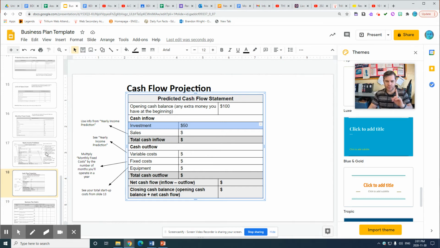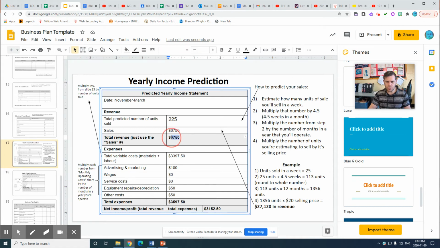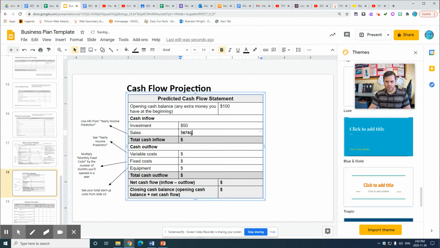Next, we take our sales figure, and that is right here, $6,750. Put that here. And then to find total cash inflow, so cash flow projection is simply how much money you plan on having coming in and how much money you have going out. And obviously, in your business, you want to have more money coming in than going out. That's how you earn a profit. So just add these two numbers together. That will give you 6,800.